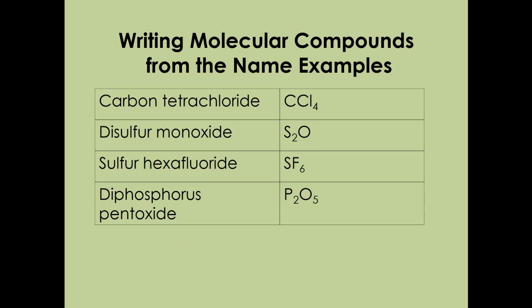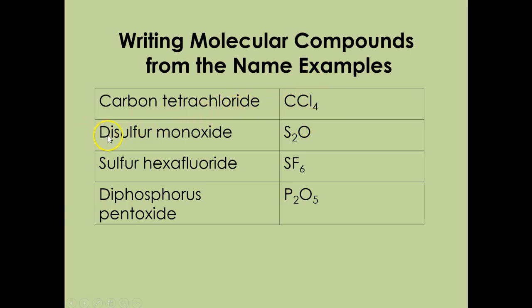Okay, here are some examples of the flip thing. Instead of looking at the formula and coming up with a name, here is taking a name and writing the formula. So carbon tetrachloride, because it just says carbon, that means there's only one of them. Tetrachloride means there are 4 chlorines, and so CCl4.